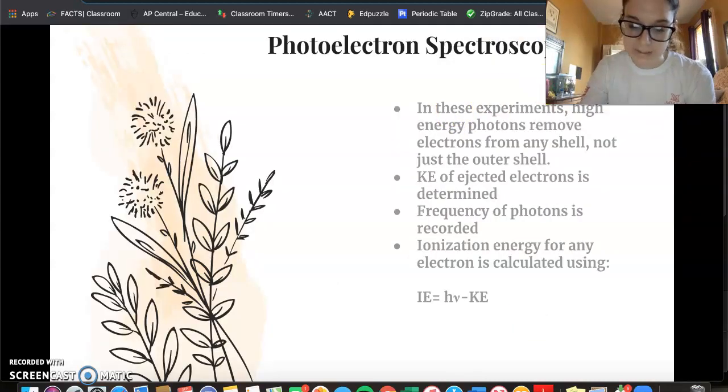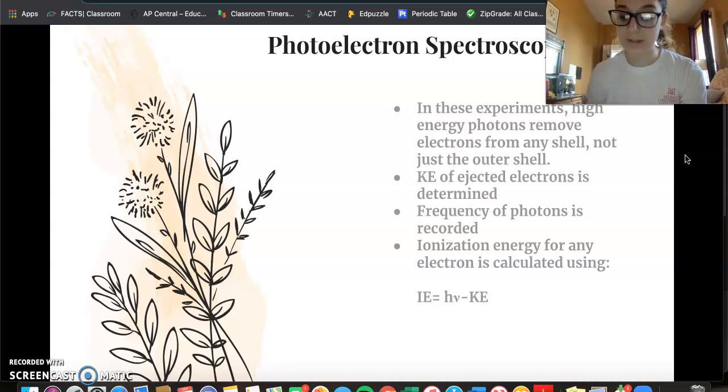Photoelectron spectroscopy is an experiment where we have high energy photons removing electrons from any shell, not just the outer shell. The electrons that are ejected with a higher velocity experience less acceleration towards the positive plate in the magnetic field. The location where the electrons strike the electrostatic analyzer in this machine is used to determine the velocity. Kinetic energy of the electron can be calculated using the equation KE equals 1/2 mass times velocity squared.